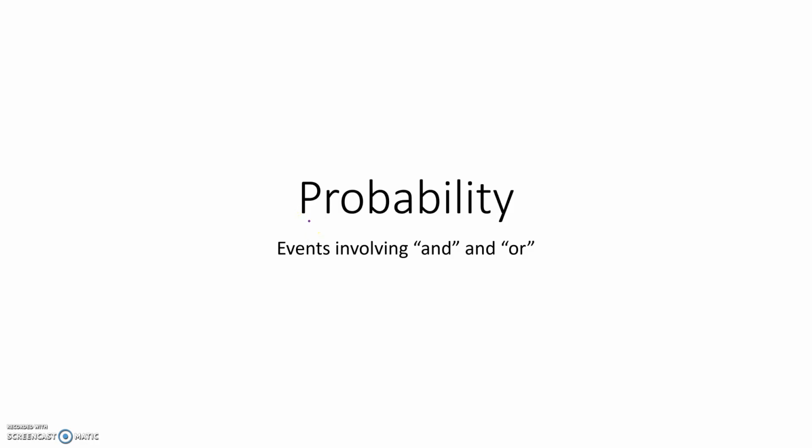For this video, we're going to continue with our probability. We're going to start on page 559, so go ahead and get your books out and get ready before you start your video. In this section, we have the probability of events that involve and or.